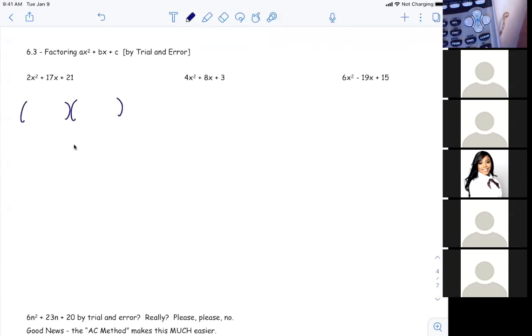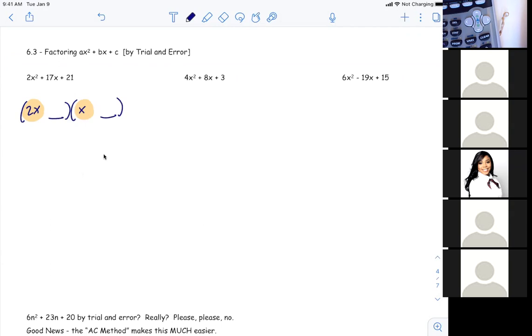We're going to start with trial and error, and our thinking goes like this. Whatever we put here and here has to multiply out to 2x squared. So there's not a whole lot to choose from. It's got to be a 2x and an x, right? And then whatever we put here and here has to multiply out to 21. So what are the possibilities? 1 and 21, 21 and 1, or 3 and 7, or 7 and 3.